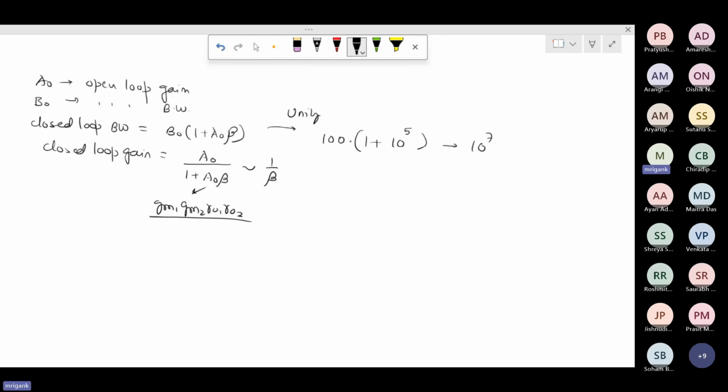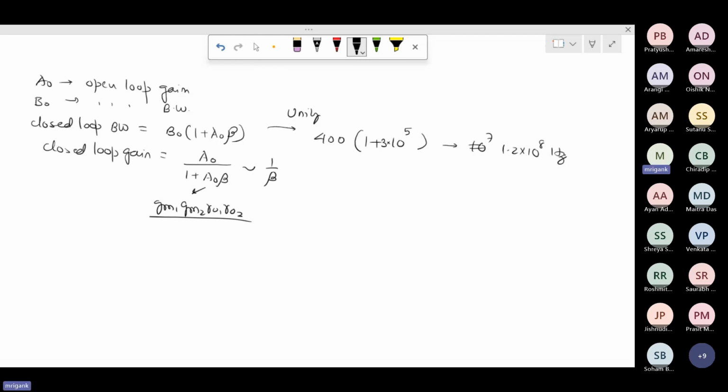What was the 3 dB bandwidth, 1 kilohertz or 100 hertz? What was that? So it was around 400 hertz. And this was something like 3 into 10 to the power of 5. So you can see you are getting 1.2 into 10 to the power of 8, so it's pretty big. Exactly speaking, you are getting 1.2 into 10 to the power of 8 hertz, almost 0.12 gigahertz. So in terms of closed loop bandwidth, you will still get good speed. And in terms of closed loop gain, depending on the feedback factor, you can decide what the gain is.